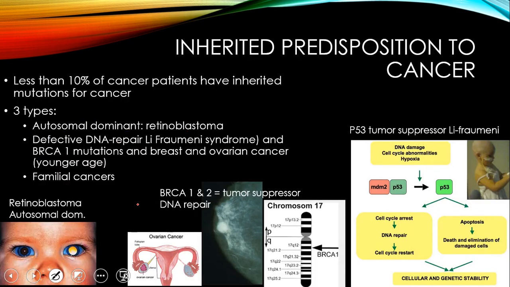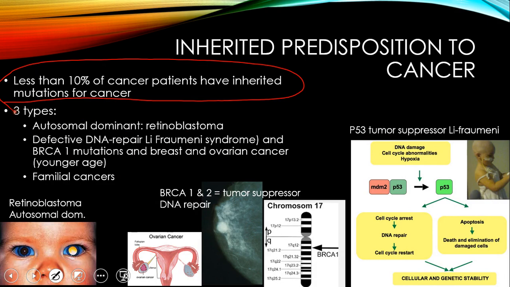So in the inherited predisposition to cancer, there are a few here that he touched on as being the most important, but we understand first of all that less than 10% of cancer patients have inherited mutations for cancer. There are three types of inherited predispositions to cancer. One of them is the autosomal dominant inheritance of retinoblastoma. So down here I have this kid. This is what happens when you take the pictures. Very sad. This kid has a tumor in his retina.